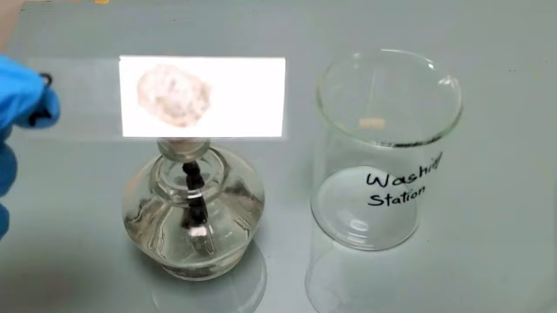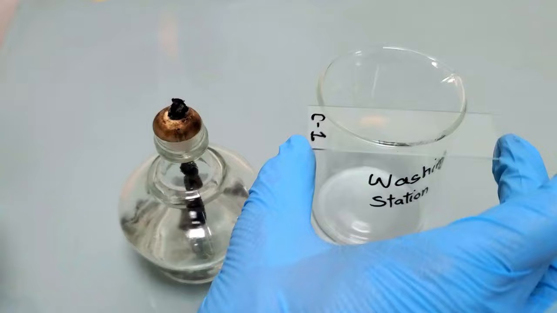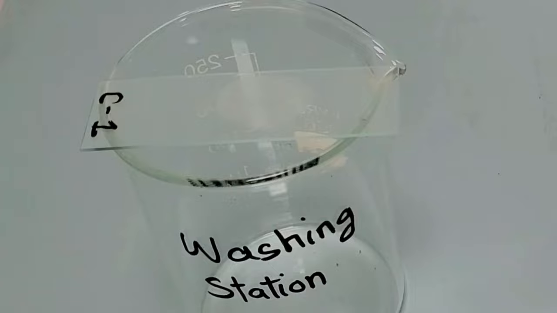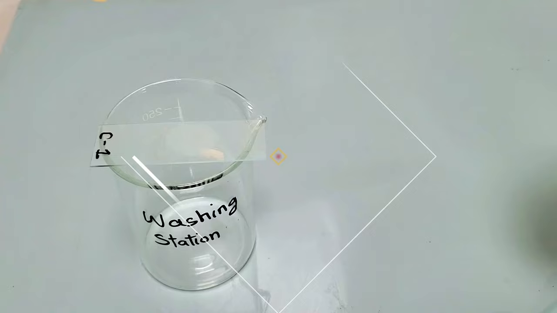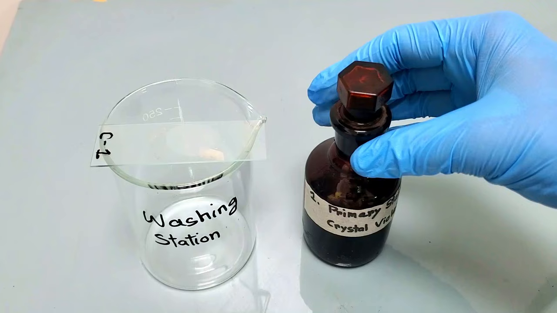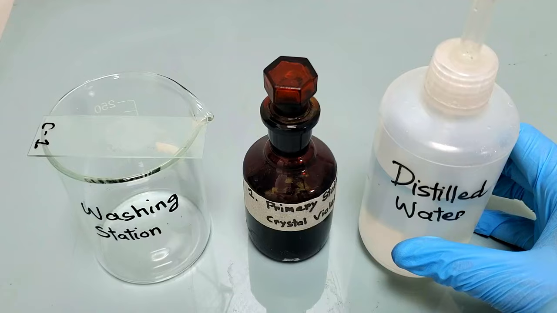The bacterial smear is heat fixed successfully. This slide is now ready for the staining procedure. Step 1 of the staining procedure is done using crystal violet solution as primary staining. Distilled water is necessary for washing the excess stain from the smear.